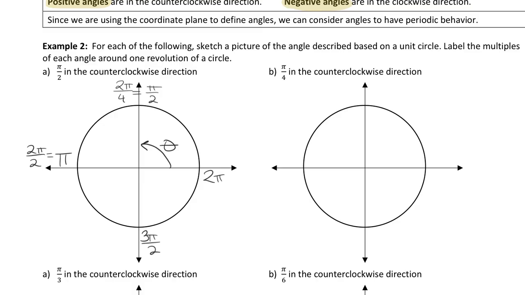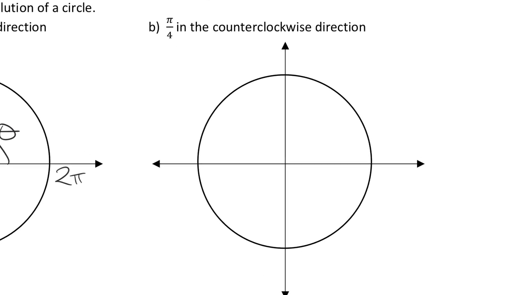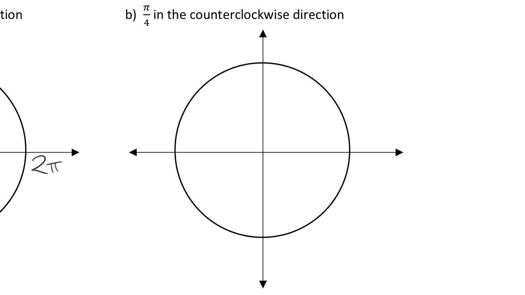Stick with me. This time, on letter B, we're going to draw pi over 4 in the counterclockwise direction. So here's what I remember. I remember that all the way around was 2 pi. I remember that halfway around was pi. Let's write these numbers with a denominator that matches this question. Let's write it with a denominator of 4. If I wanted to change this denominator to 4, what would the number be up here so that it is still 2 pi?